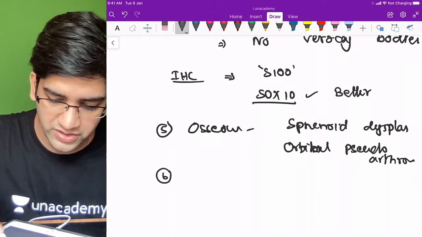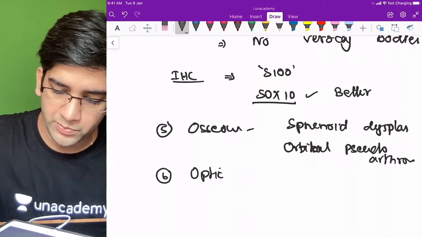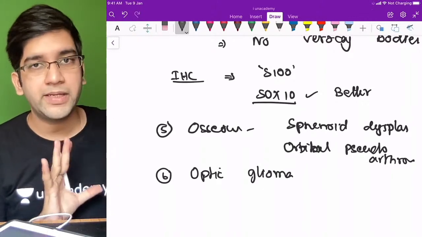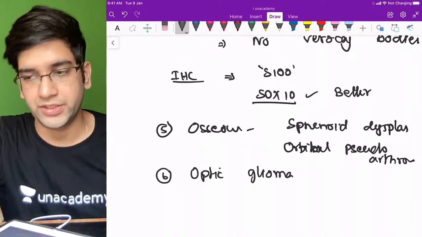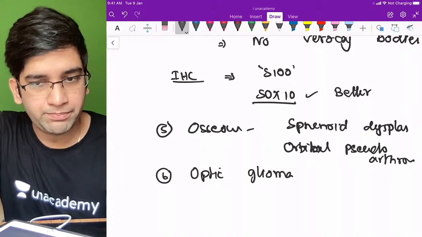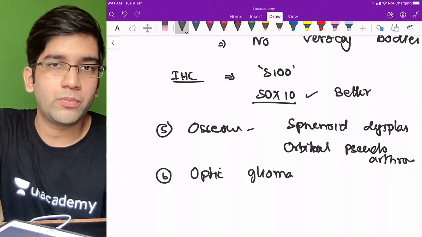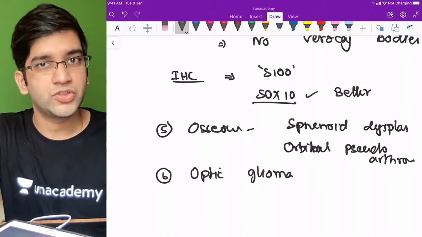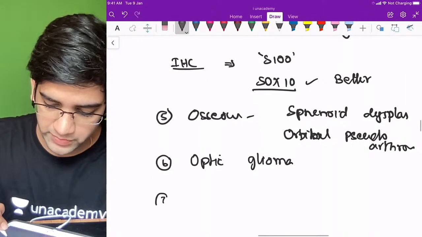And one more MCQ which has come for you is optic gliomas. Optic gliomas are also common in neurofibromatosis. Fine. These are all the classical findings seen in the patient. When I say it's an autosomal dominant disorder, am I right in saying that this disease will definitely be present in any one of the parents? Yes, so family history also becomes important for me here.